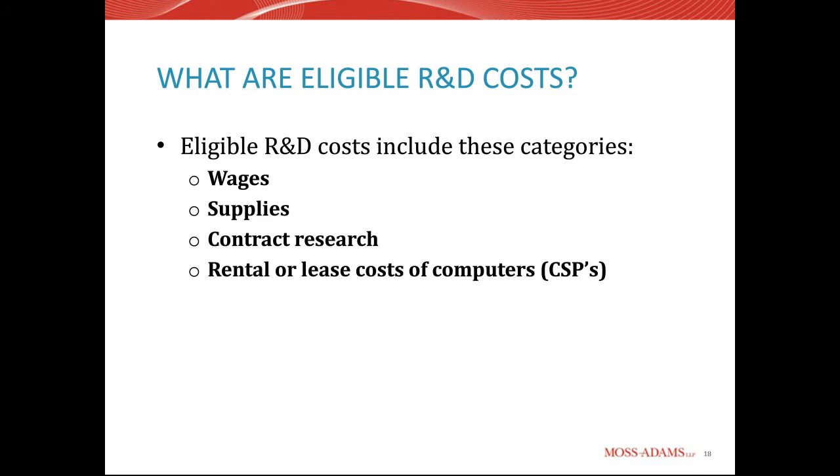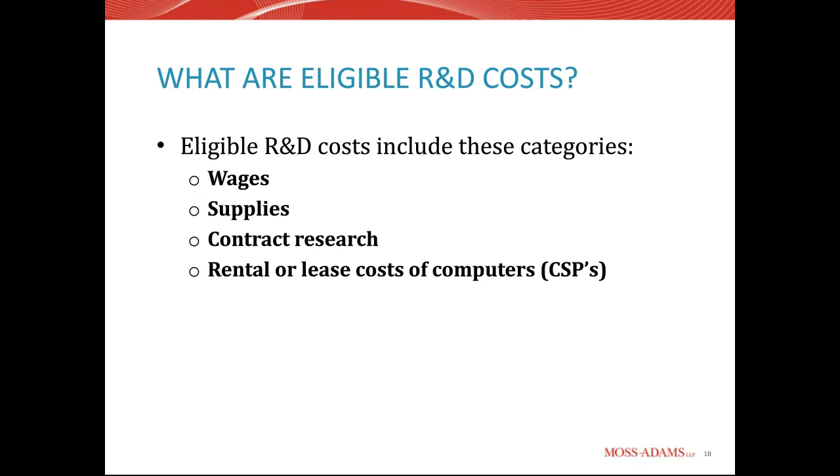Let's talk about what types of costs are eligible. Qualified R&D expenses generally fall into one of these 4 areas. Number 1, we're talking wages. It's wages of those who are doing the R&D, as well as anybody who is directly supervising or supporting the R&D efforts. Number 2 is supplies. These are supplies that are used in the R&D process, but will not include any supplies for G&A or depreciable equipment.